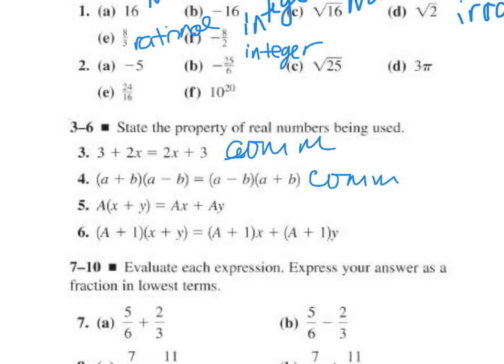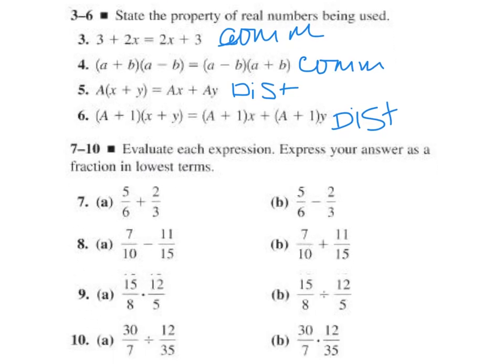What happened with A times x plus y and then ax plus ay? Distributive. Very good, guys. And then what about a plus 1, x plus y, and then a plus 1 times x and a plus 1 times y? Distributive. Very good. Questions? We were pretty good on those.